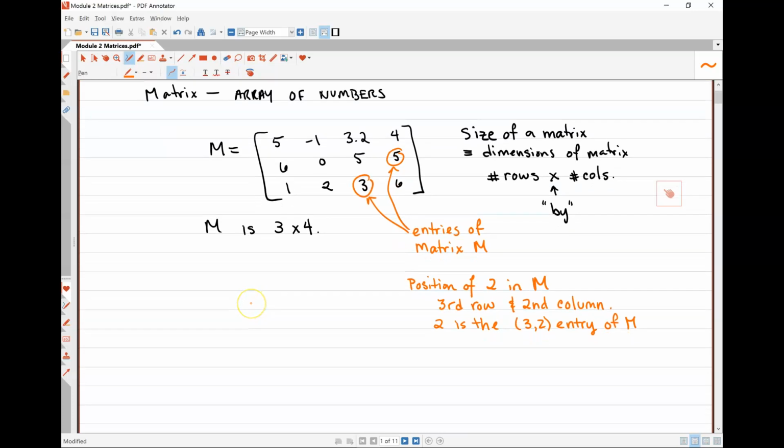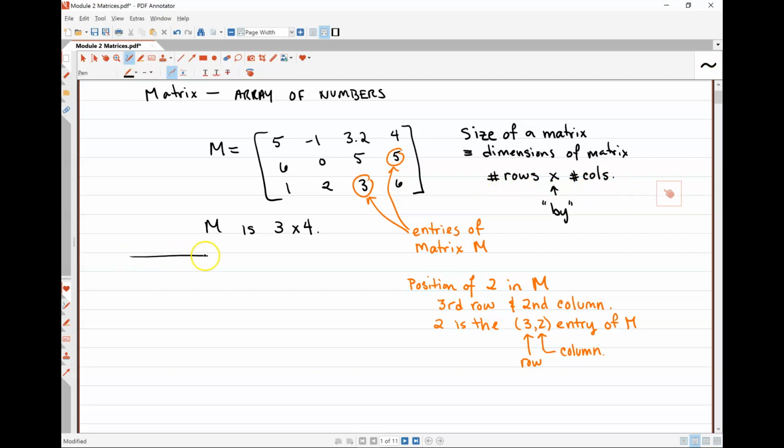So always, this is a pro tip: always when we're talking about matrices, rows come before columns. So row 3, column 2. Same here. The dimensions of a matrix, you always have to have rows before columns. So the first number tells you how many rows you have.